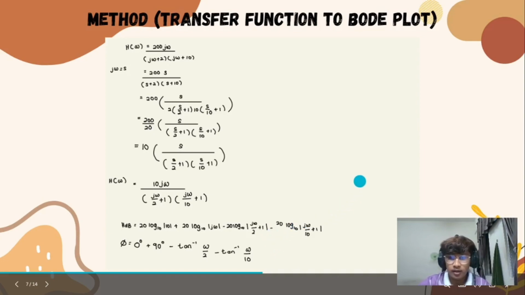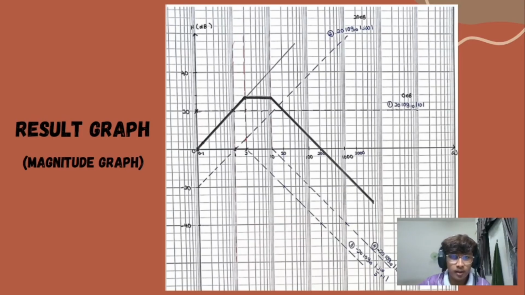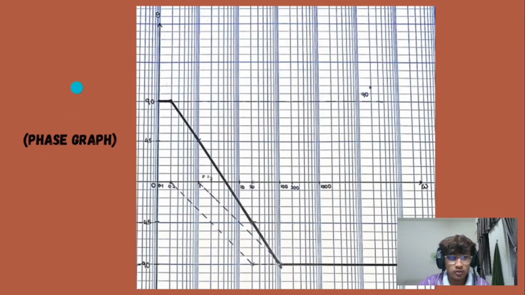Okay, after we get the equation, we can draw the graph. This is the result graph for the magnitude graph and also the phase graph. After this, I will show you how to draw the magnitude graph and also the phase graph.